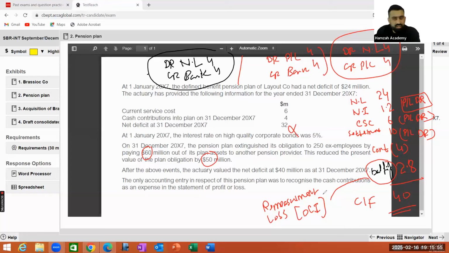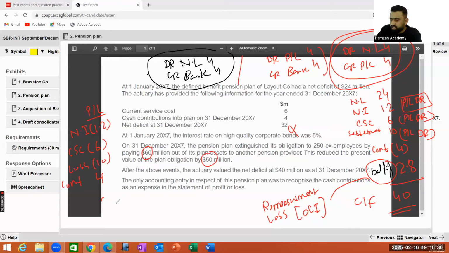All the things which I have done here, you need to discuss in the exam, and you have to elaborate it. And if we make the extracts, they are not required, but if we make the extract, it would be like this. Net interest of 1.2 million will be recorded in the profit and loss account. Current service cost of 6 million will be recorded in the profit and loss account. The loss on settlement of 10 will be recorded in the profit and loss account. And the contribution, which they have previously recorded as an expense, will be reversed in the profit and loss account. Profit and loss account will be credited.